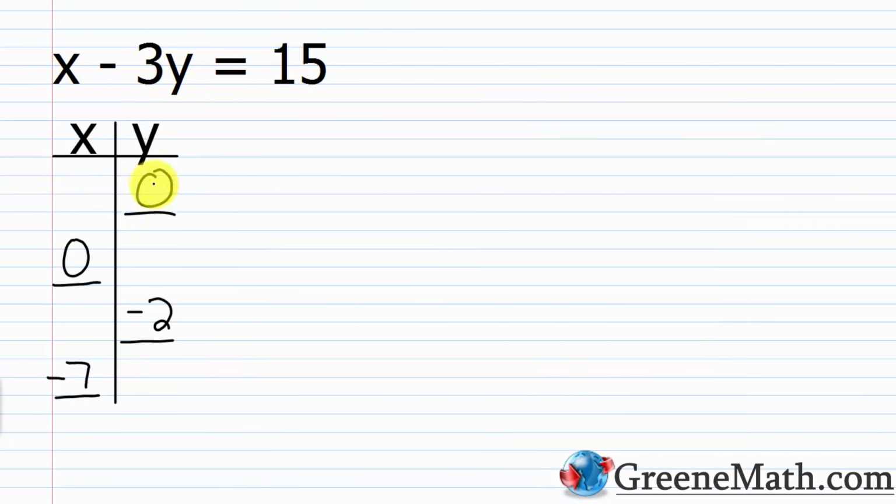Now, I'm given some values for x and for y here. This is a table of values. And what's going to happen is, for example, here, I'm given a value of 0. So I would plug 0 in for y, and I would solve for x. So let me show you what that looks like. So we have x minus 3 times y. I have a given value of 0 for y, so I'm going to plug that in, equals 15.